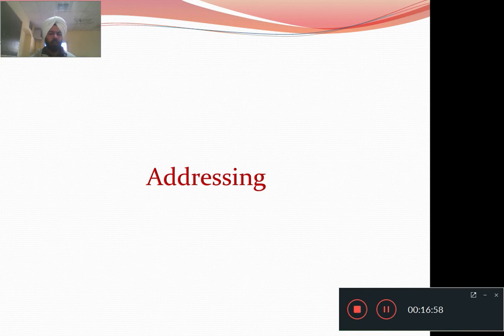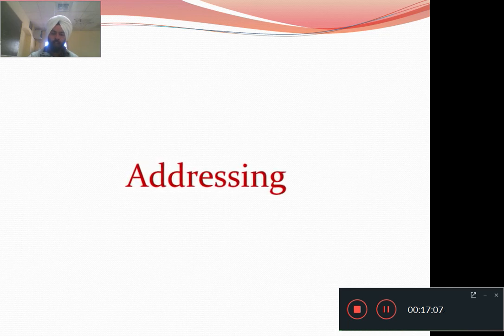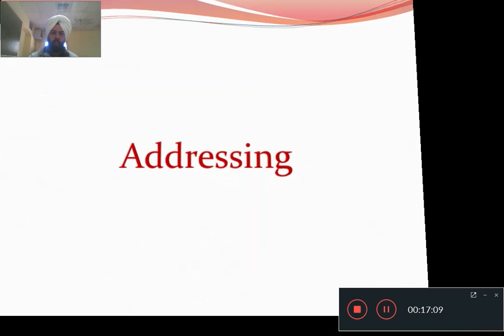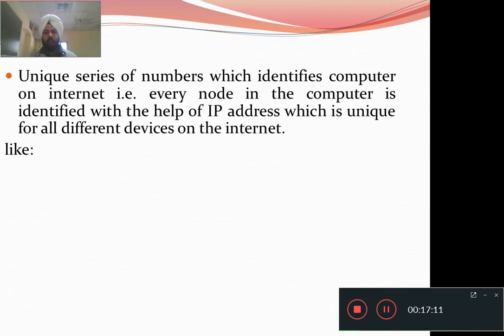Addressing. Every home has a different address. Like that, computers or nodes have different addresses, and each computer has a unique address, a unique series of numbers which identifies computers on the internet.